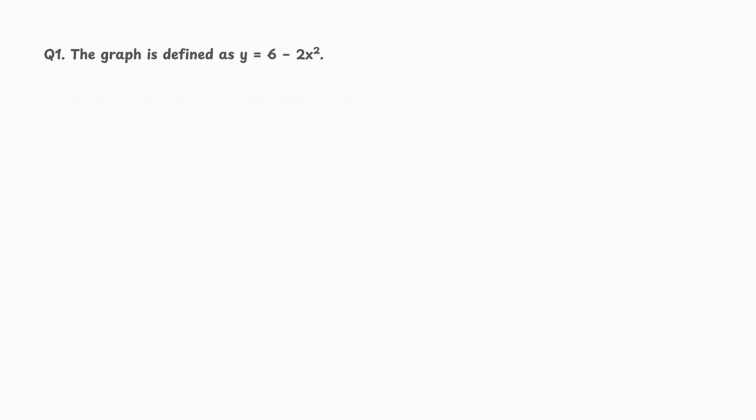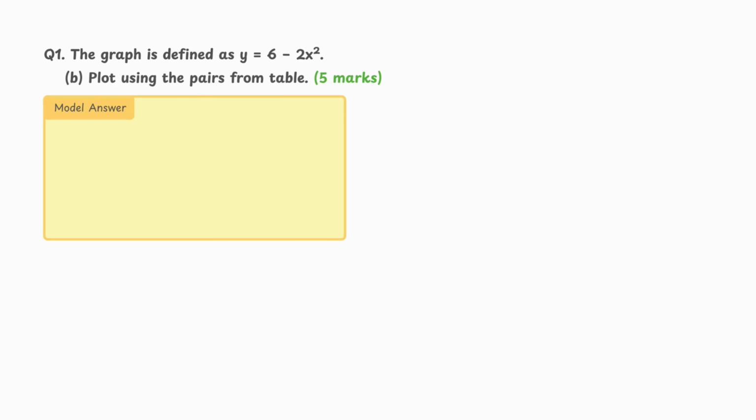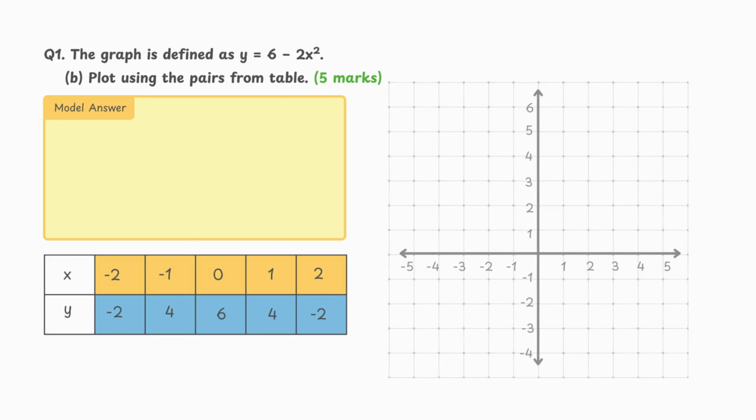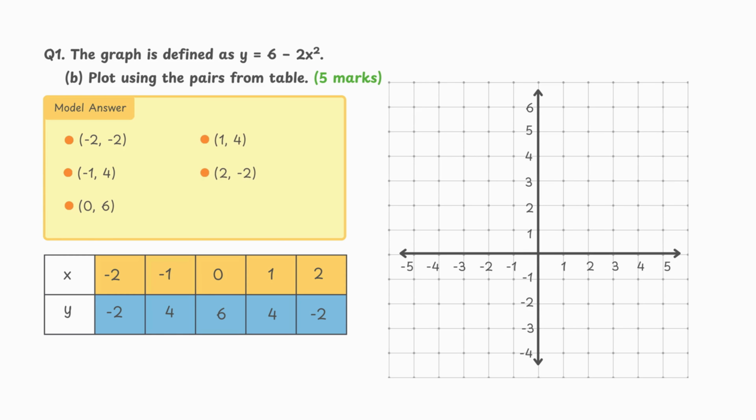Question 1, Part B. Plot using the pairs from the table. Now, this part builds directly from Part A. We have already completed the table of values, so now we will use those values to plot the graph. Take your time here because accuracy is very important. First, list the coordinate pairs clearly. We have (negative 2, negative 2), (negative 1, 4), (0, 6), (1, 4), and (2, negative 2).